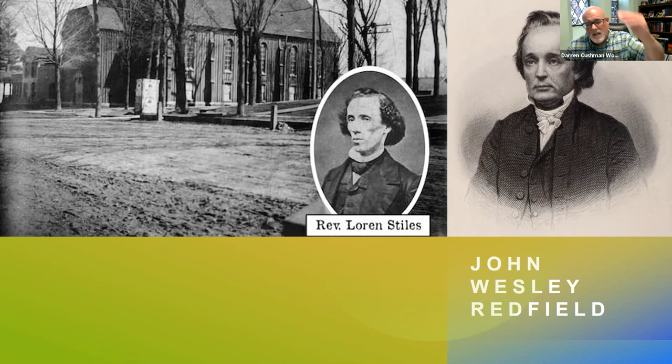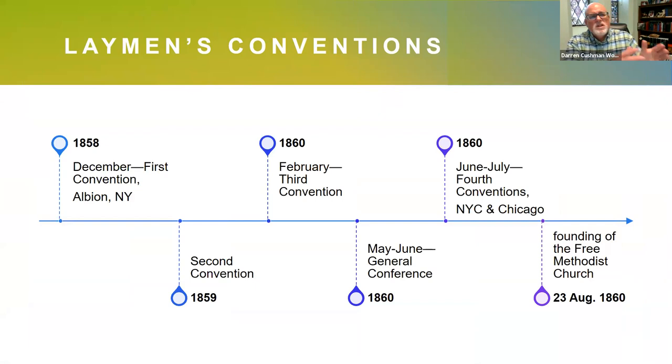All that then culminates with a series of layman's conventions that take place that eventually lead to the founding of the denomination in 1860. They're taking place in upstate New York. And then finally you see there in the summer, there are two conventions held at the same time in New York City and in Chicago. They're basically at that point, June, July, the general conference has been wrapping up, right? And once it ends, the general conference does not overturn Roberts's expulsion. And so that's kind of the last straw. So then August 1860, they actually found the denomination.